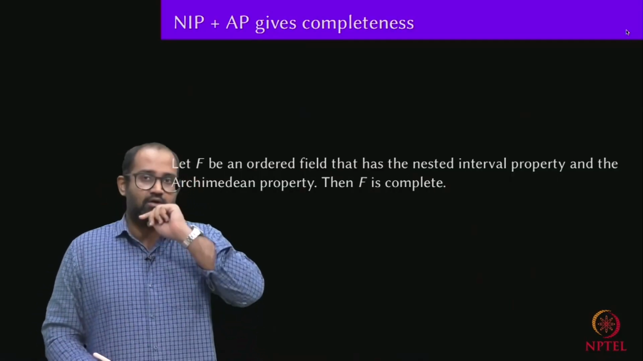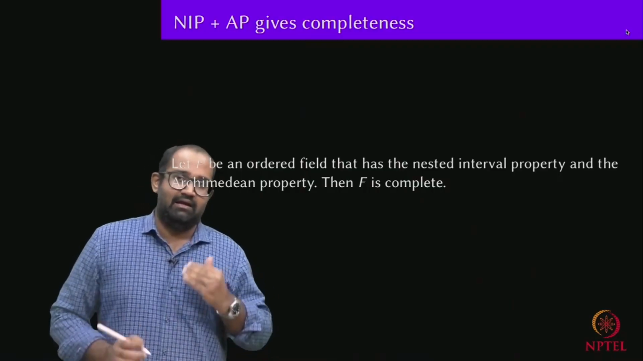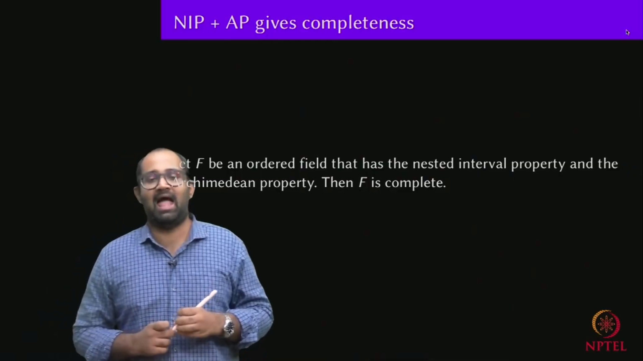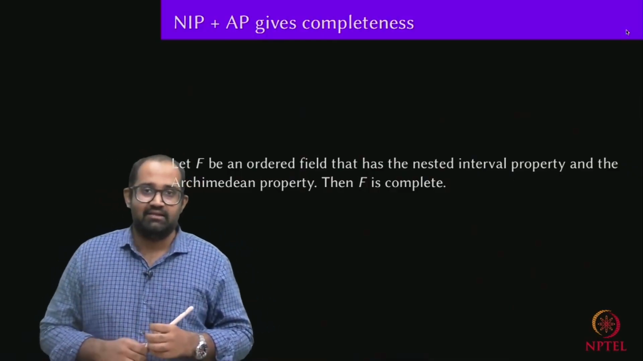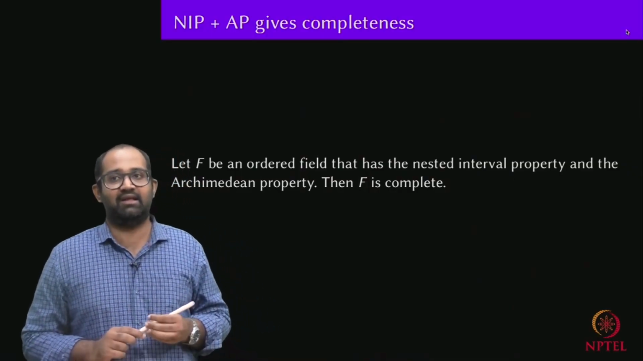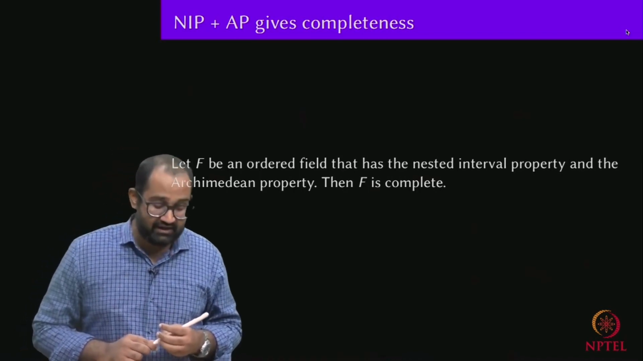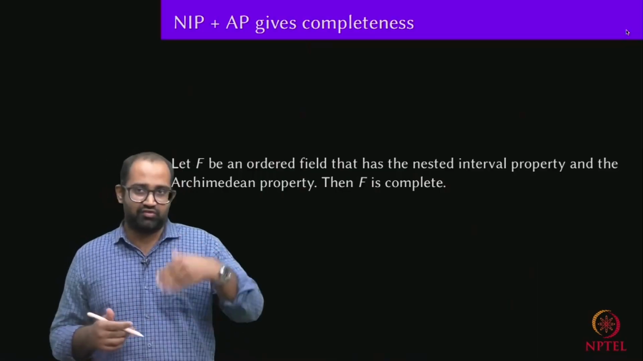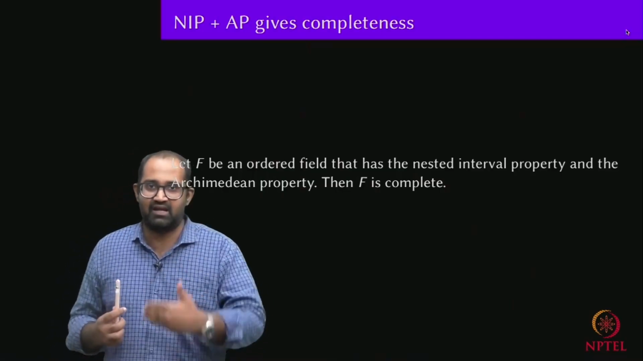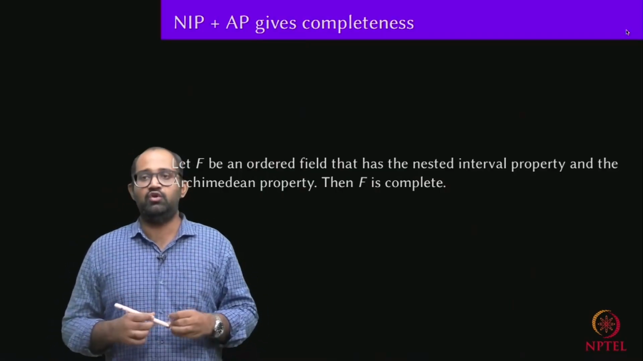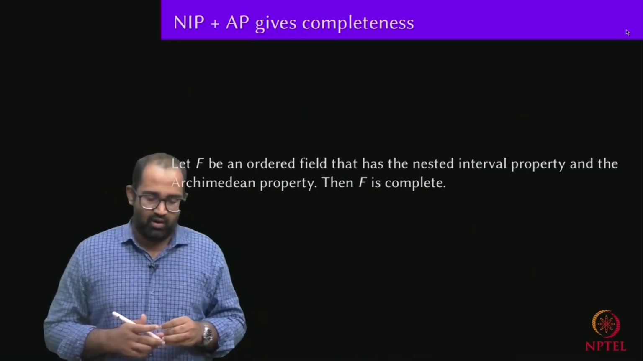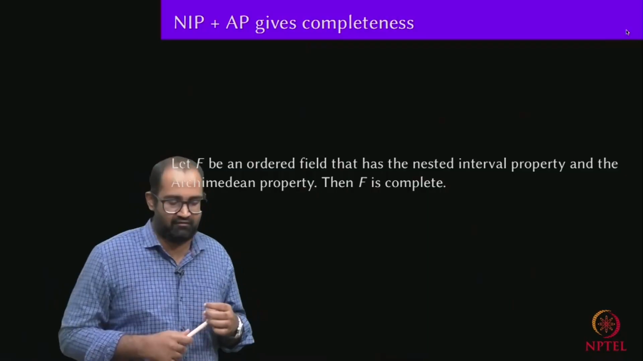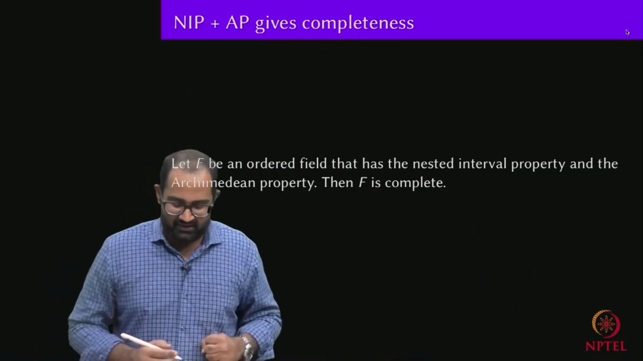Let's think. Notice one thing. If an ordered field has nested intervals property and the Archimedean property, then it automatically has the nested shrinking intervals theorem. The nested shrinking intervals theorem just uses the nested intervals property plus the Archimedean property, right? You don't need completeness. If you have nested intervals property and Archimedean property, you have the nested shrinking intervals property. Please keep that in mind.